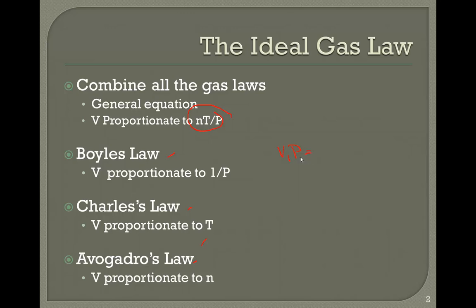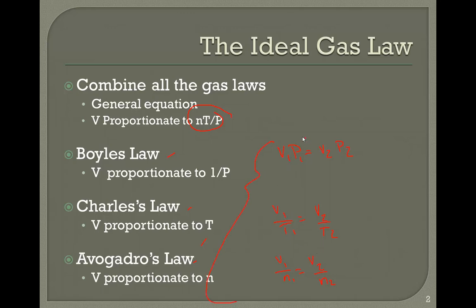So if we look at the three laws, Boyle's law is V1P1 is equal to V2P2. Charles's law being V1 over T1 is equal to V2 over T2. And Avogadro's law being V1 over N1 is equal to V2 over N2. The ideal gas law combines these three laws together.